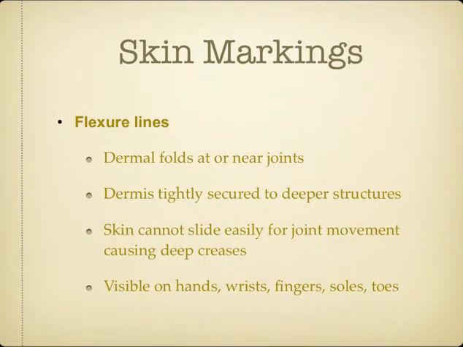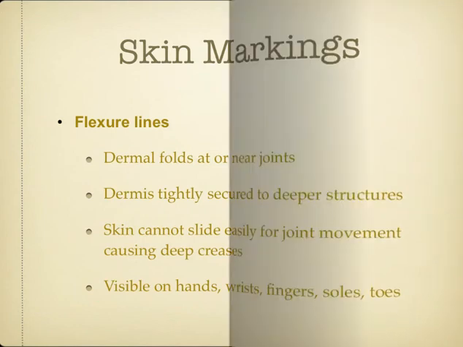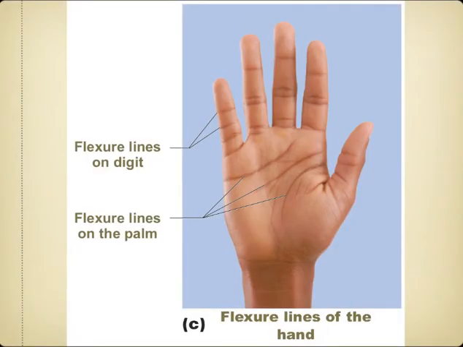Let's look at some skin markings that are visible near the surface. They're called flexure lines, and they're actually dermal folds that are either at or near joints. At these spots, the dermis attaches tightly to much deeper structures like joints, and the skin can't slide at this spot for easy joint movement. It causes deep creases. You can find these sorts of flexure lines on your hands, your wrist, your fingers, your soles, and your toes, and they look very much like this. These are flexure lines visible on the digits, your fingers. You also have flexure lines visible on your palm, and not labeled, but very obvious, you have flexure lines on your wrist.